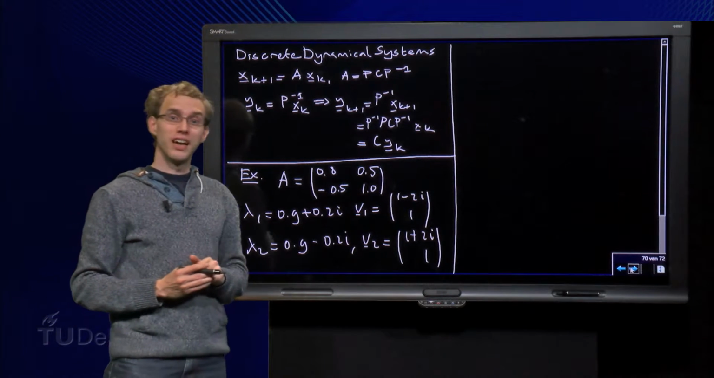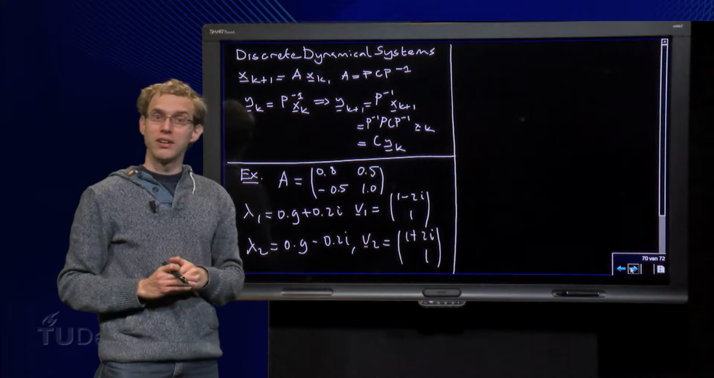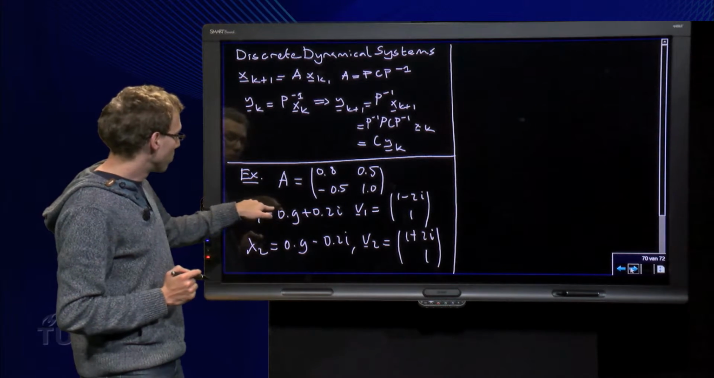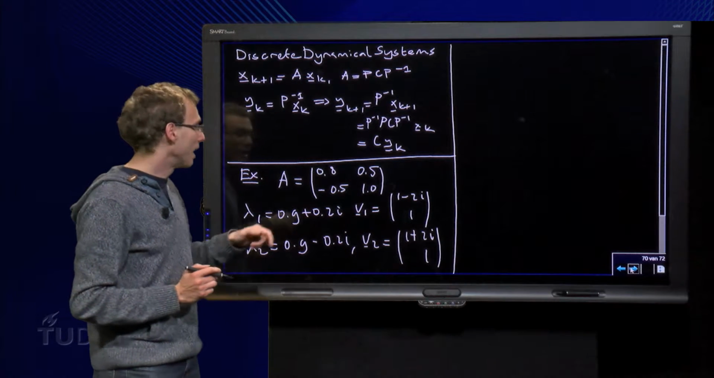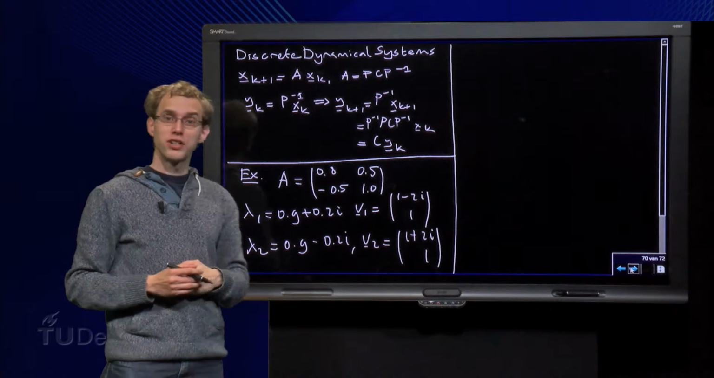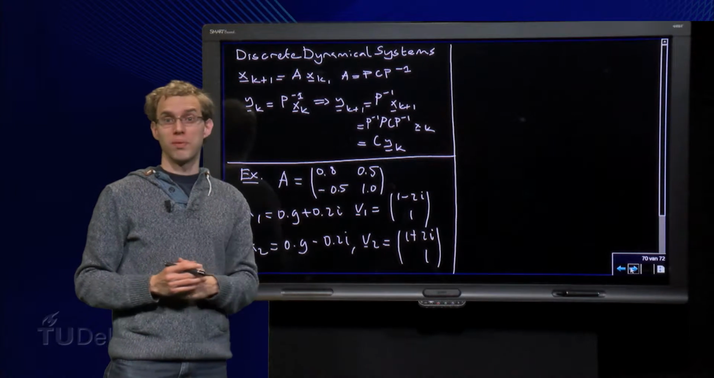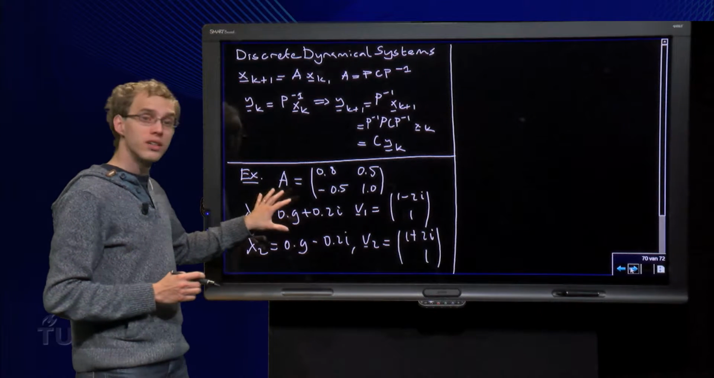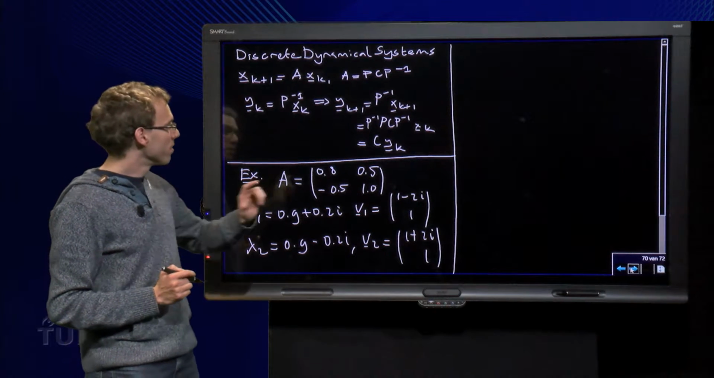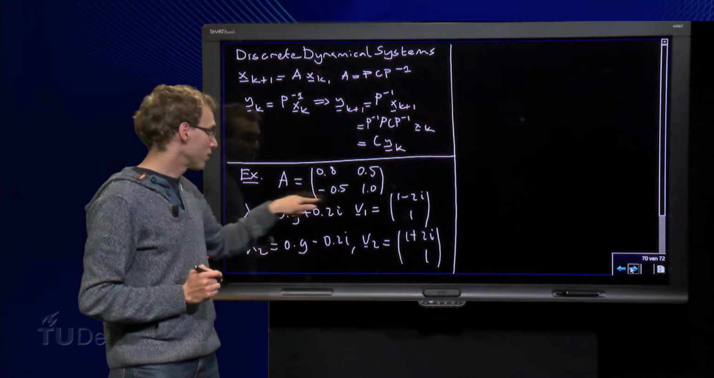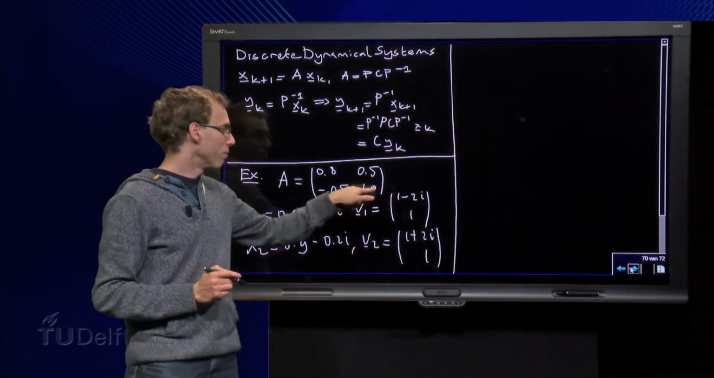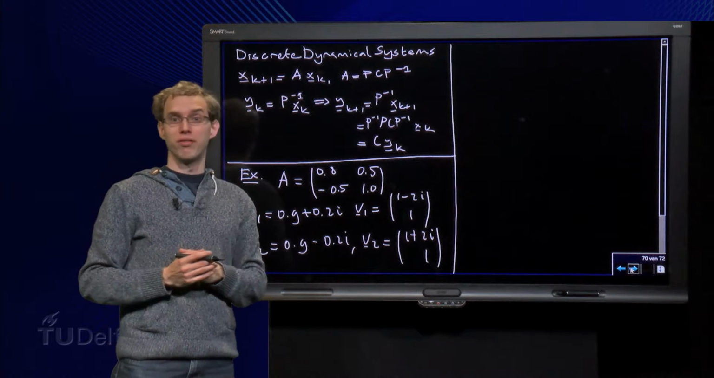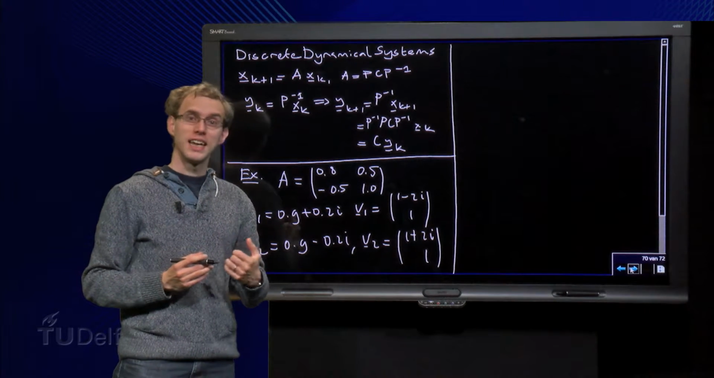Suppose we have a matrix A over here. As you see, it's not a scaling rotation matrix yet, but if you compute the eigenvalues, those are 0.9 plus 0.2i and 0.9 minus 0.2i. We see that A has complex eigenvalues which are each other's complex conjugate. Check this yourself. Then we have the eigenvectors corresponding to lambda 1 and lambda 2: v1 is (1 minus 2i, 1) and v2 is (1 plus 2i, 1). So there we have all information of the matrix A.